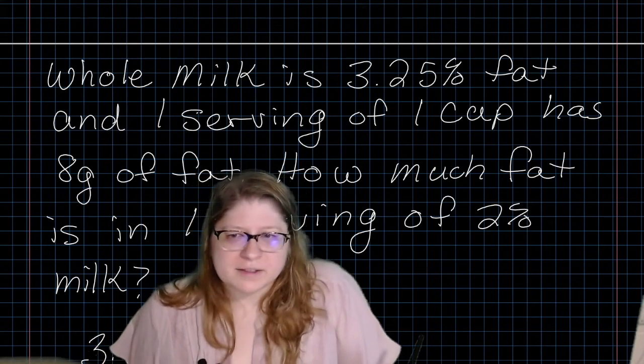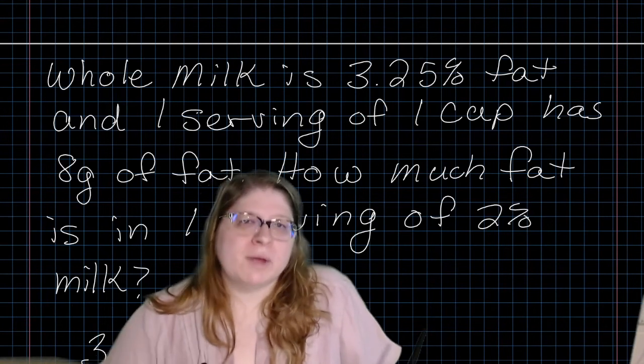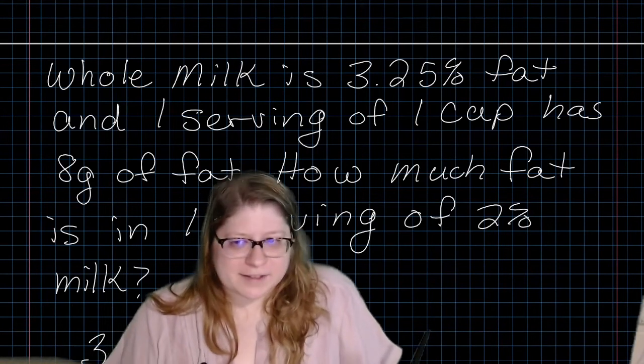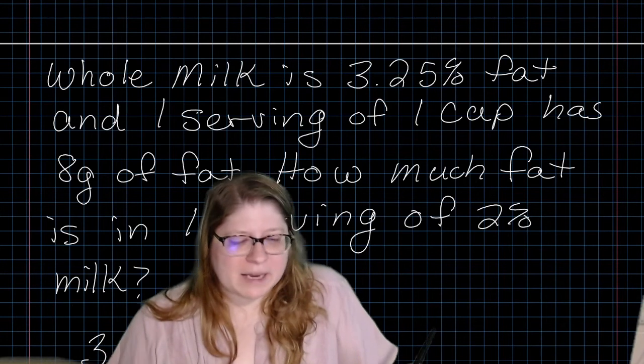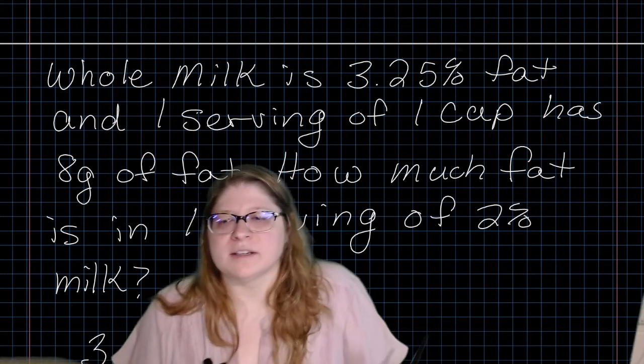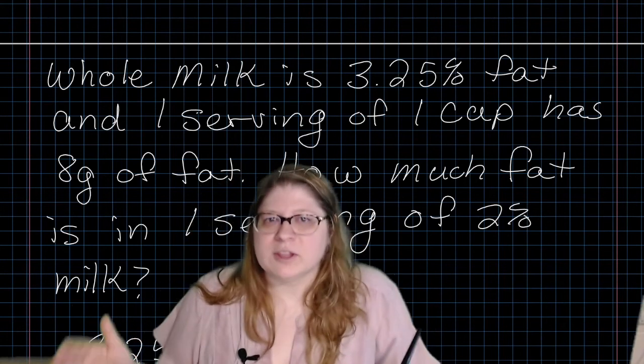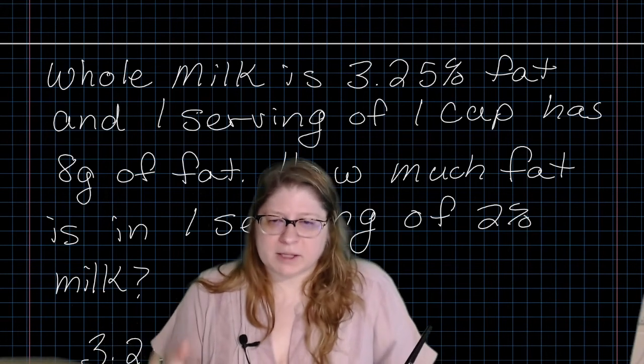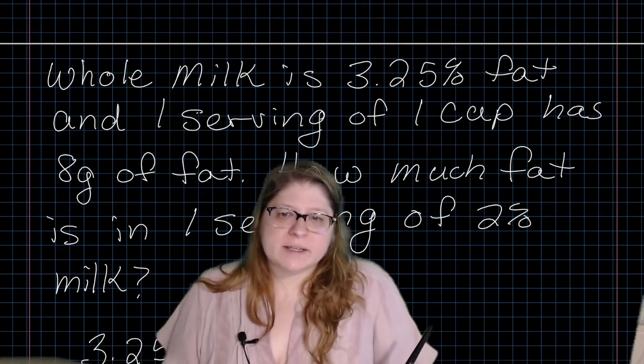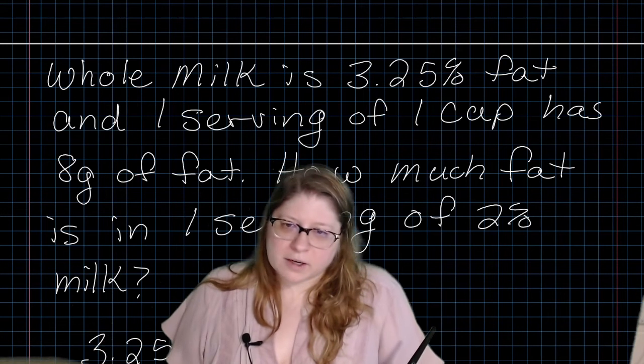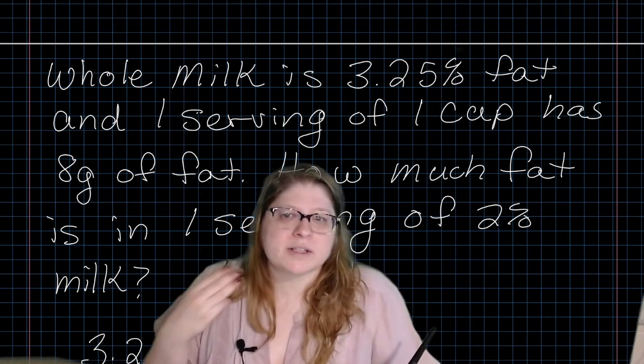2% of what? 2% of that milk is fat. The remaining 98% of it is going to be everything else that's in the milk. So that's going to be the carbohydrates, the proteins, and lots of water, because milk is mostly water.